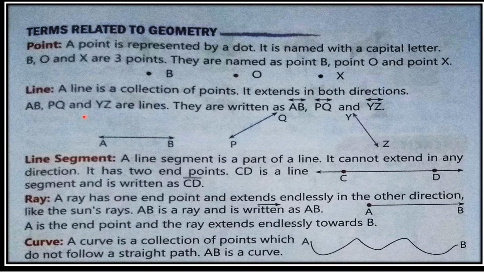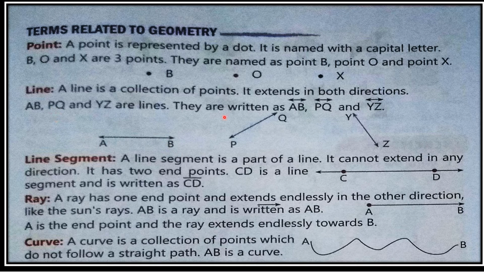Now, line. What is a line? A line is a collection of points. When these points are collected in a straight path, they form a line. So a line is a collection of points and it extends in both directions. That is why two arrows are given when a line is drawn. The two arrows are there, so this is a line.